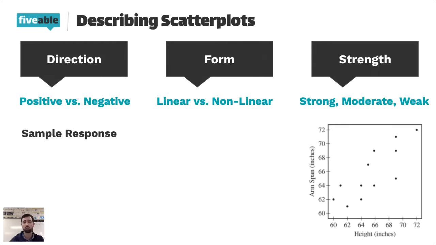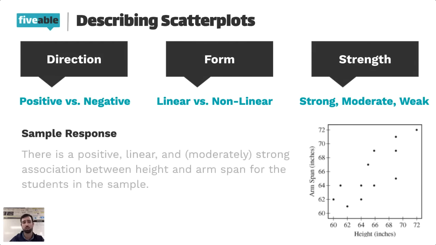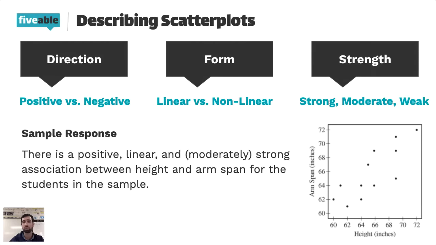So here's an idea of this one. It is positive because it's going up. As height increases, so does arm span. It's linear. We could draw a straight line through it and it would seem somewhat reasonable. And it is strong, so we can clearly see a linear relationship. If it wasn't very clear, we could say moderately strong or weak. But this one seems to be strong.